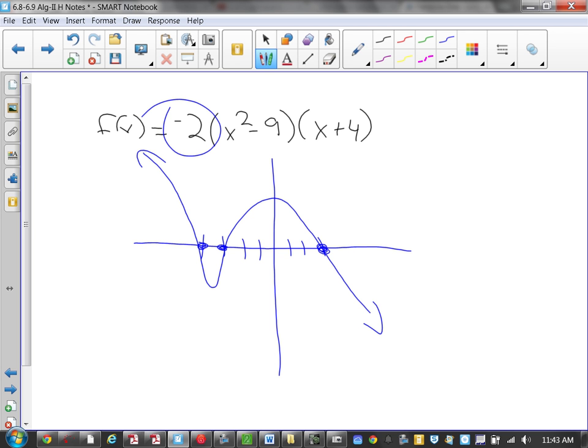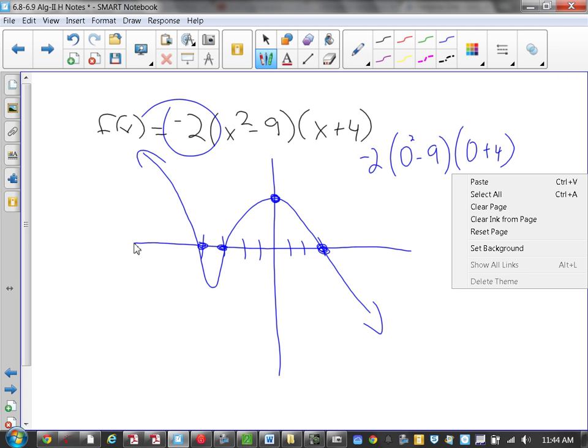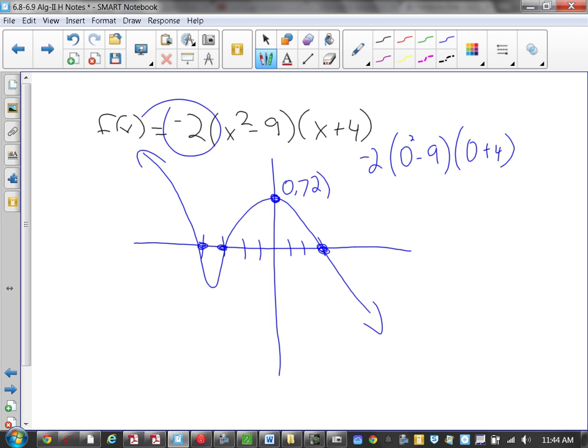Because now what I'm going to do is find my y-intercept. When I substitute in, I get -2 times 0 minus 9 times 0 plus 4. So that's 0 squared. I have -2 times -9 times positive 4, which gives me a positive 72. That's a big number. That gets me my y-intercept. For my localized maximums and minimums, all I have to do is press buttons on my calculator to find them. I don't know exactly where they are, but you guys can do that, right?